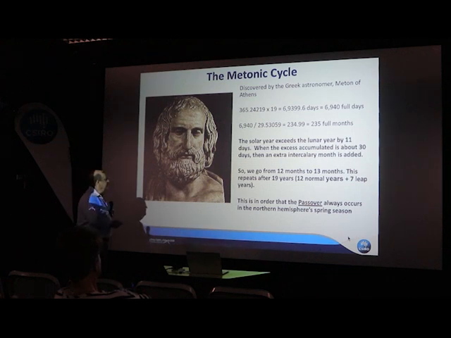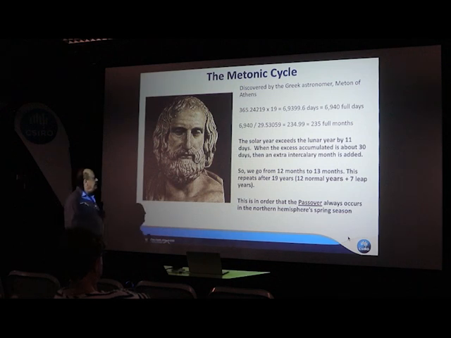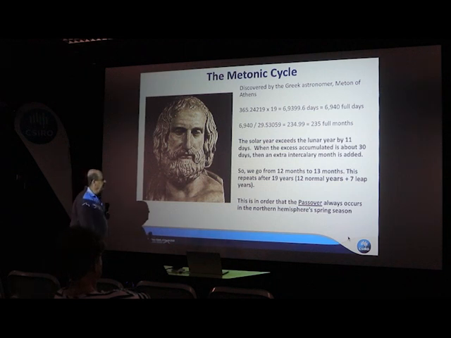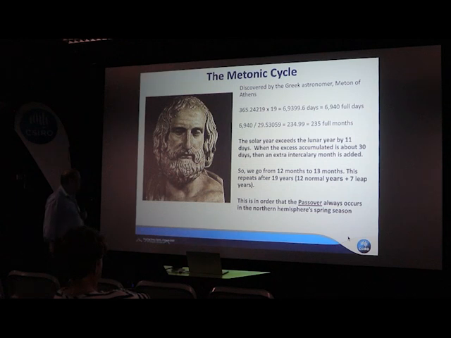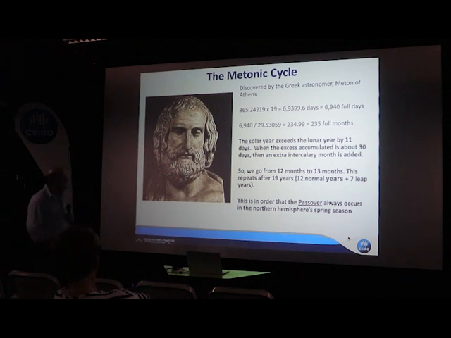So in this case, the solar year exceeds the lunar year by 11 days. When the excess accumulated is about 30 days, in the Jewish calendar, an extra intercalary month was added. So we go from 12 months to 13 months, and this repeats after 19 years. So you had 12 years of normal years and 7 years that were leap years, where you had the extra month. And that was in order to keep the Passover so it continues to occur in spring in the northern hemisphere. Okay. It's one of the rules they have.